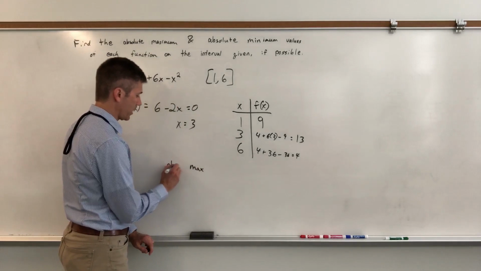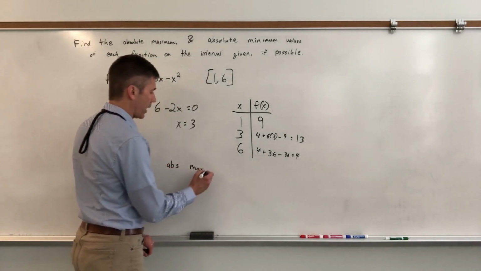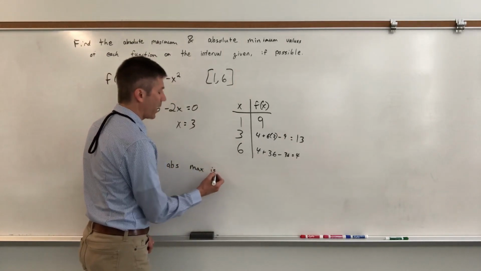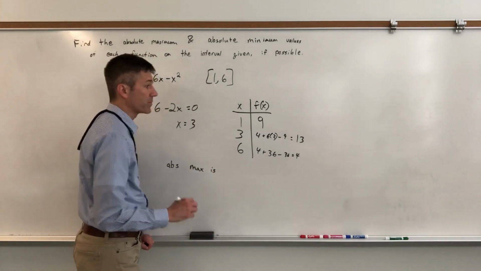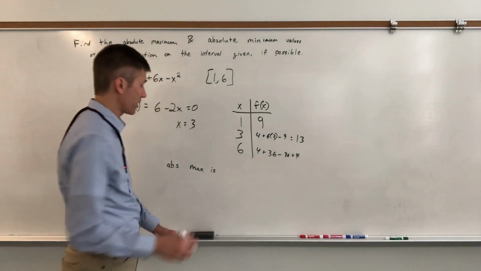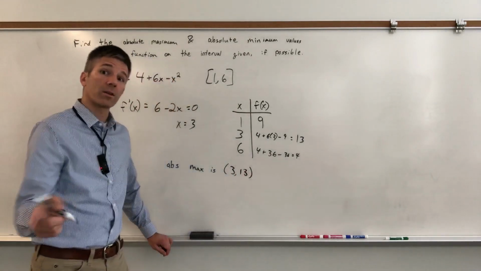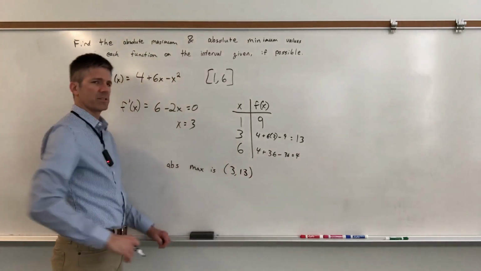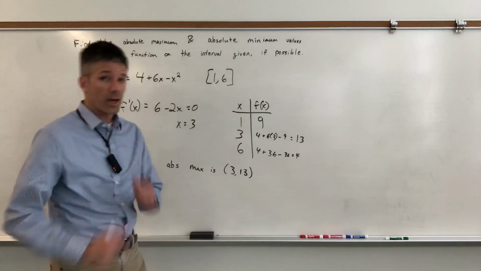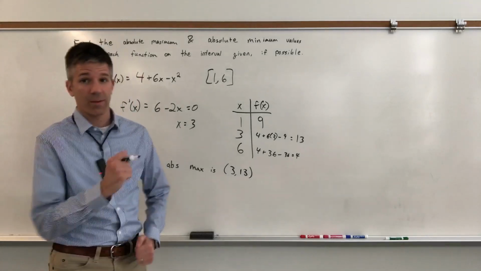I'm going to call it the absolute max, abbreviate a lot. And the absolute maximum is 13. I'm going to be a little more specific. It's at 3, 13. It's okay to tell the location, but don't leave out the y value. Don't say the absolute maximum is x equals 3. No, that's the location of the absolute maximum. That is not the absolute maximum.